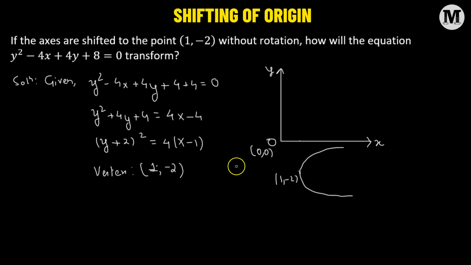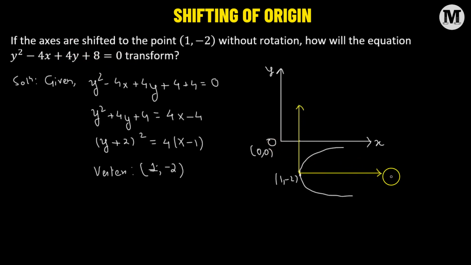Right. Now the question being asked is, suppose we shift the axes, that means we shift the origin from the initial point wherever it was. So let's say it was originally at (0, 0). Suppose then it is shifted to a new position (1, -2). So that means it has been shifted to this particular point. Then what is going to be the new equation? How will it transform? That is the question that we are being asked here.